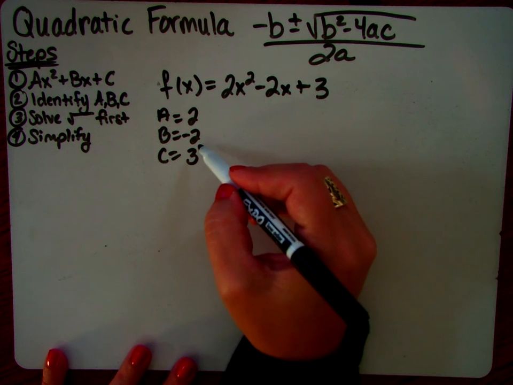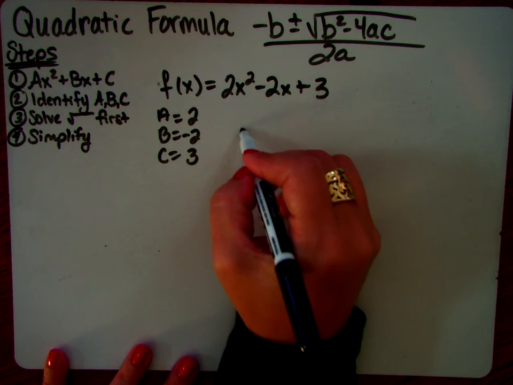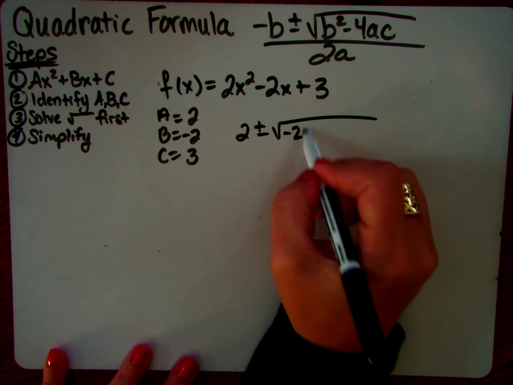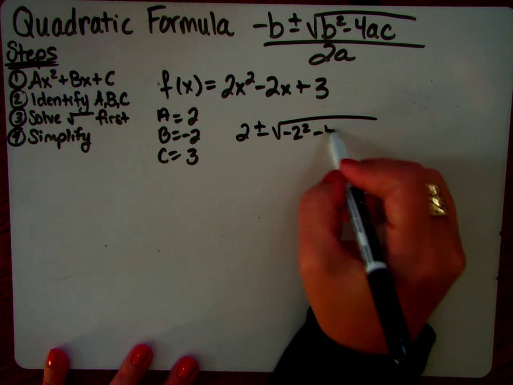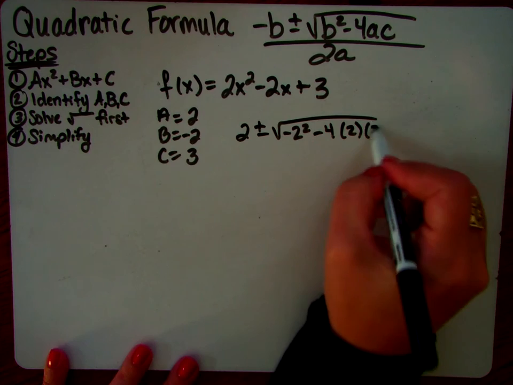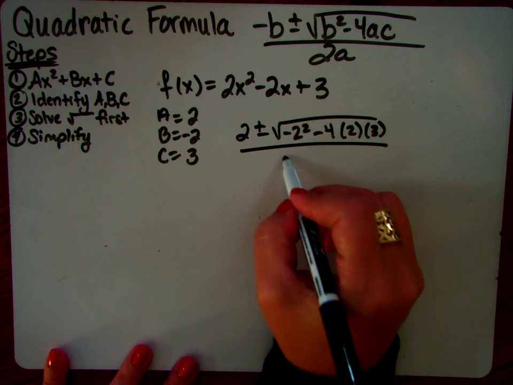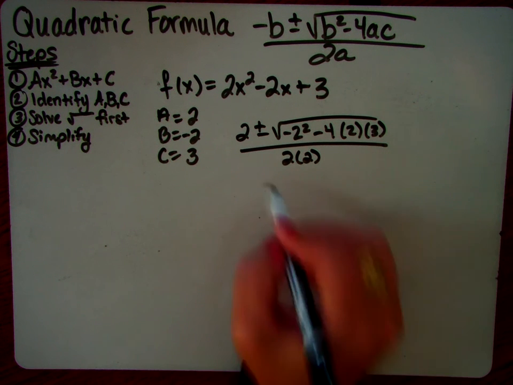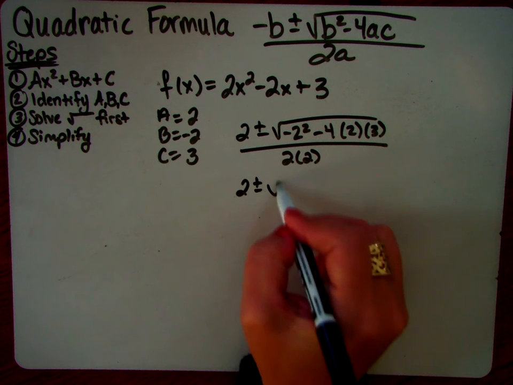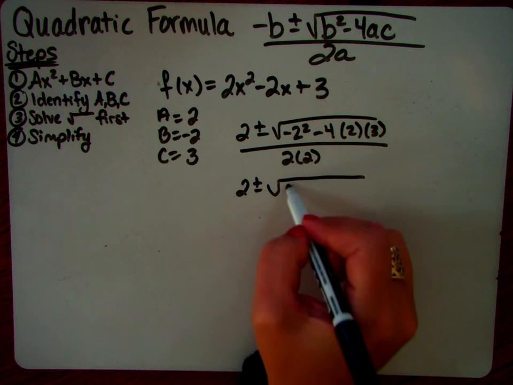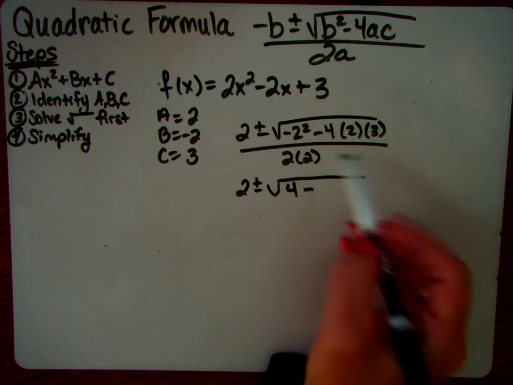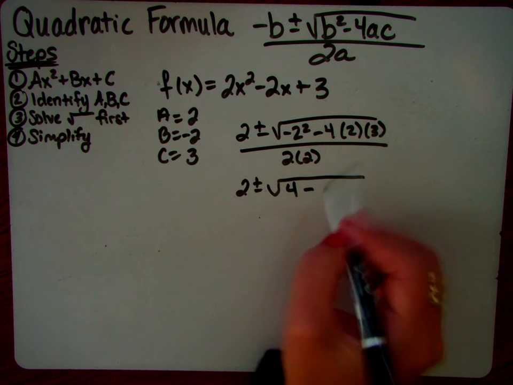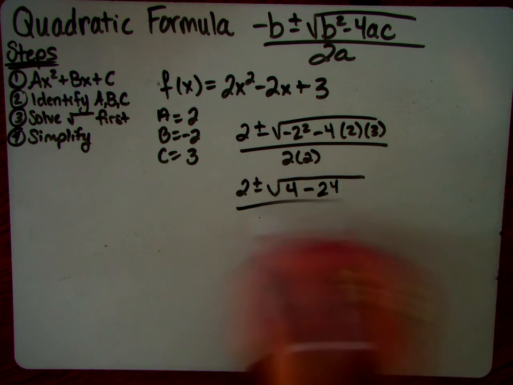Again, your B starts as negative, so a negative B is going to be a positive 2. Okay, a -2 squared, so B squared minus 4 times A times C, all over 2 times A, which is 2. Okay, so now we have 2 plus or minus. -2 squared is 4 minus -4 times 2 is -8. -8 times 3 is -24 over 4.